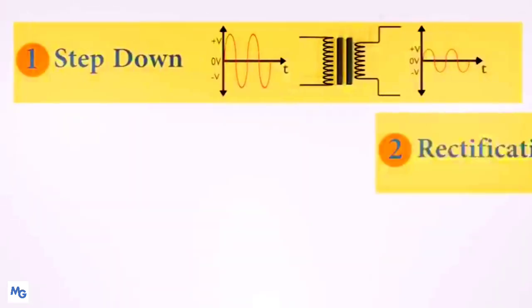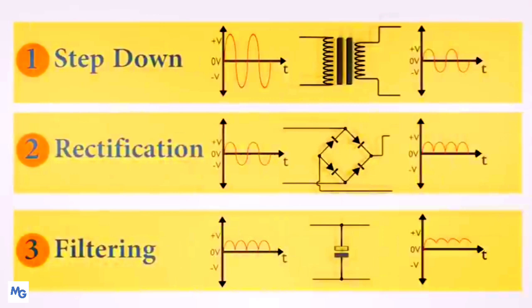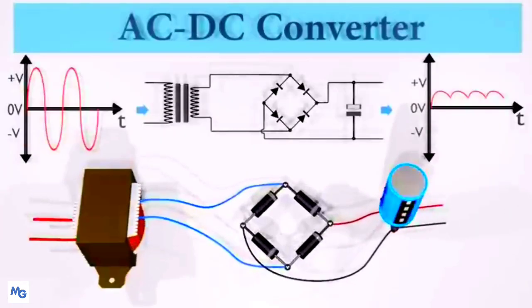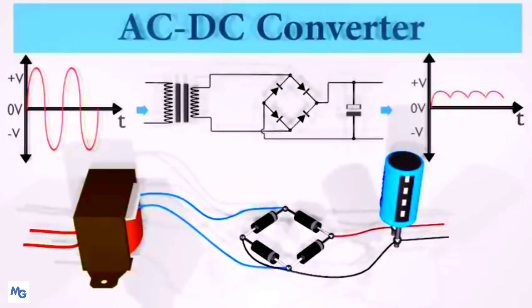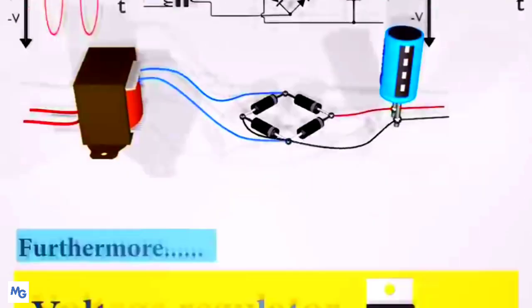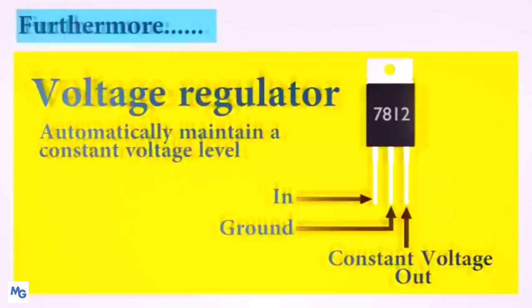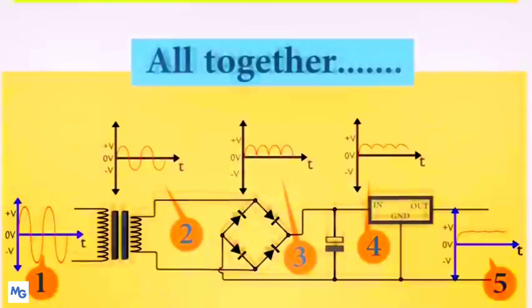Now we know the basic 3 steps of the AC to DC conversion process. By combining all these steps we can make an AC to DC converter like this. But still our DC output signal has slight variations, which we call ripples. If we want to smooth it further and regulate the voltage at a constant level, we can use a voltage regulator IC, which is basically a 3-pin IC. This is the final step of the AC to DC conversion process.